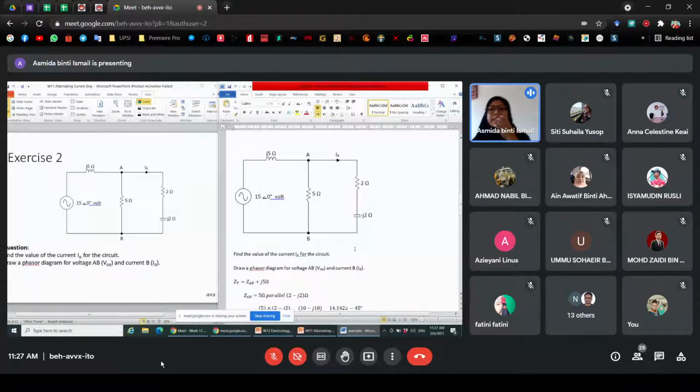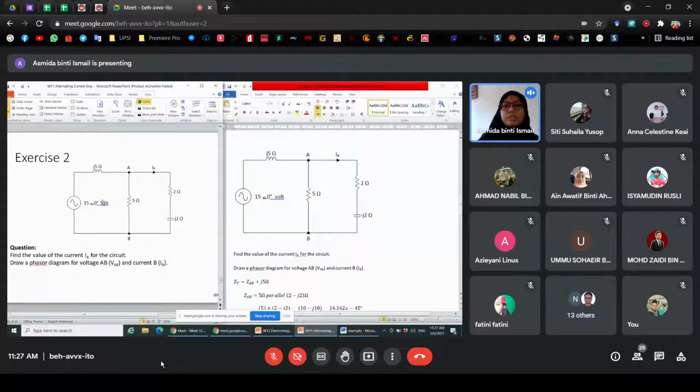Okay, this is exercise 2. I just show you, for just the 3 examples. I think the last one is the last question. So here is the next exercise, exercise 2.